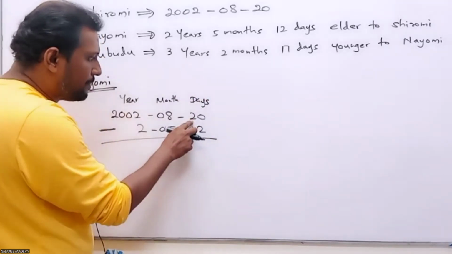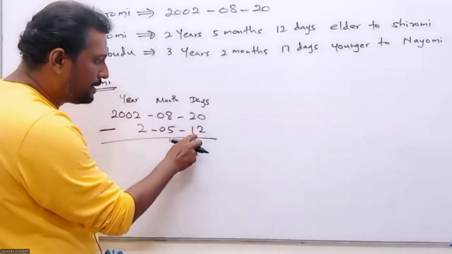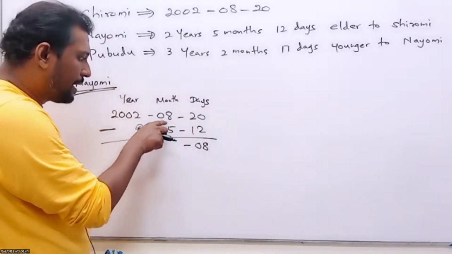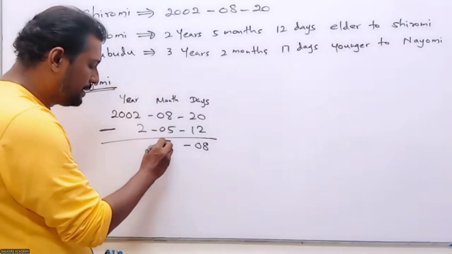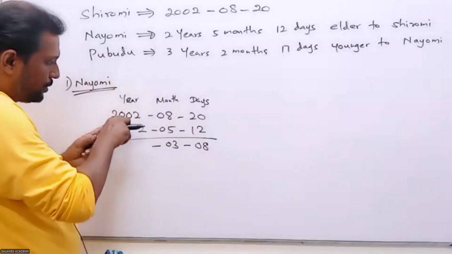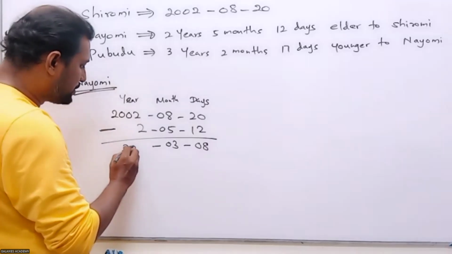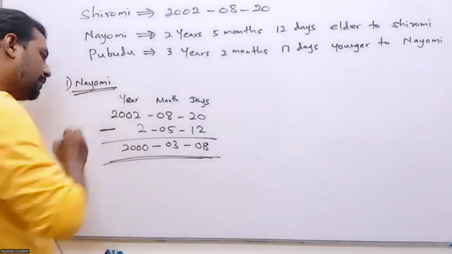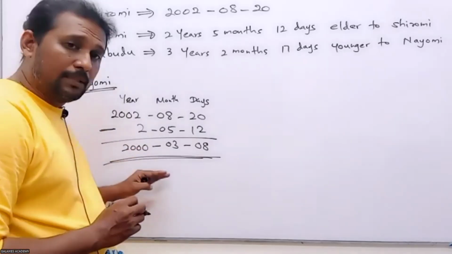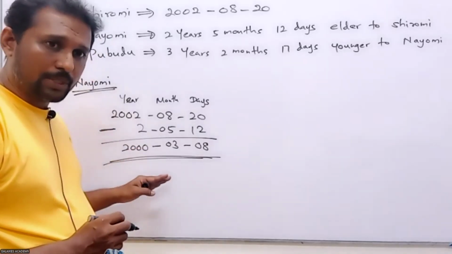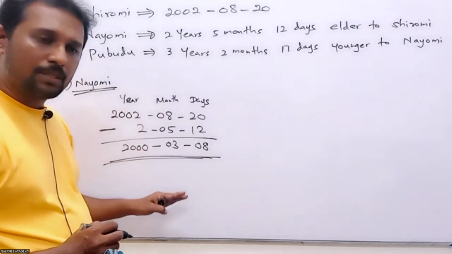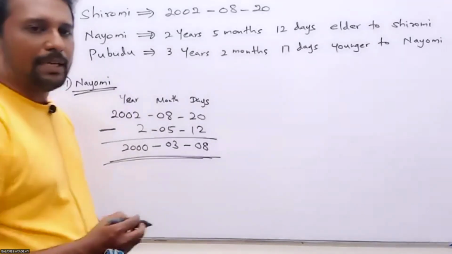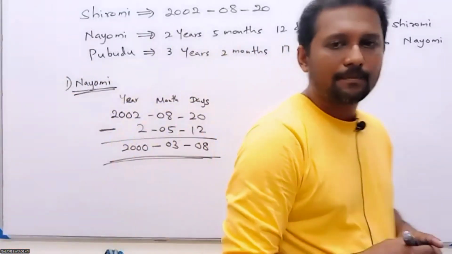12 we can subtract from 20. 20 minus 12 is 8. Also this one we can subtract. 8 minus 5 is 3. 2002 minus 2, 2000. So what is the date of birth of Naomi? The year is 2000, month is March, date is 8. Right? Are you clear? Can you understand? Right.